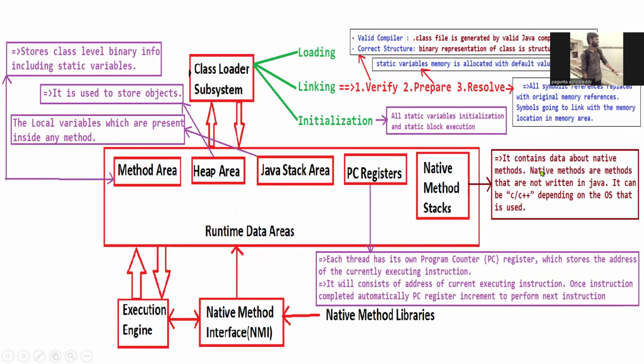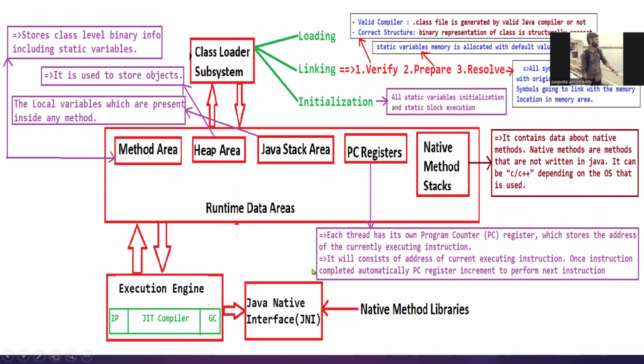Then finally, it contains the native method stack. It contains data about native methods. Native methods are methods that are not written in Java. They can be written in C++, depending on the operating system that is used.